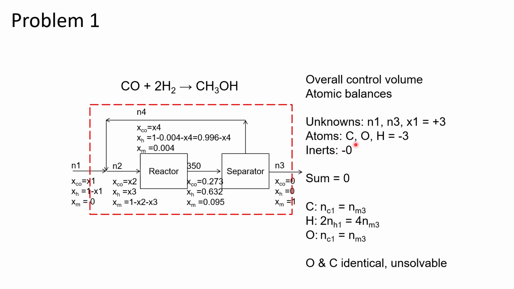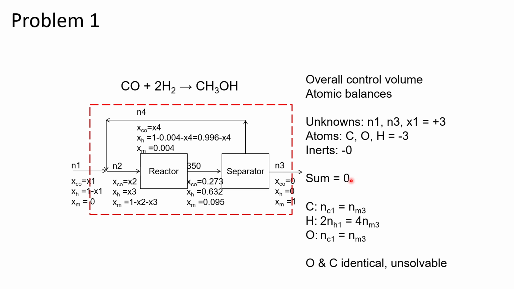Let's count the number of atoms. We can do that by looking at the species that enter and leave. We find that each of these species enters and leaves the process. So the atoms that we have in here are carbon, oxygen, and hydrogen. So there's 3 of them. We might initially assume that all 3 are independent. So let's just assume they're all 3 independent. So we'll put 3 here. We'll put a minus sign in there. There's no inerts in the inlet or outlets to this control volume, so we'll go minus 0. We sum these all up. 3 minus 3 is equal to 0. Looks like we can solve it.